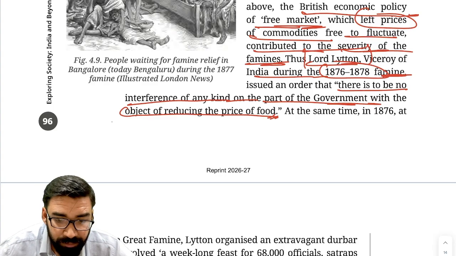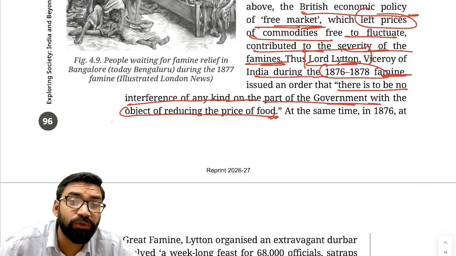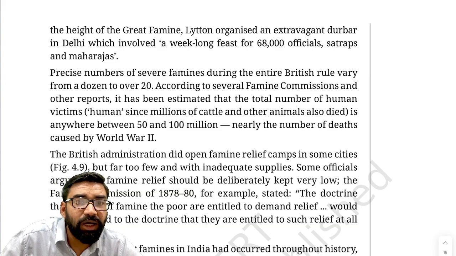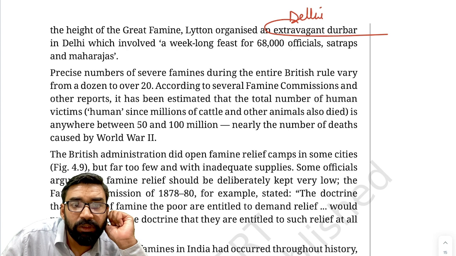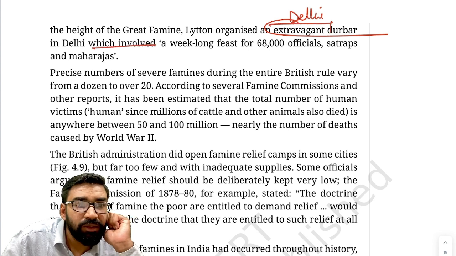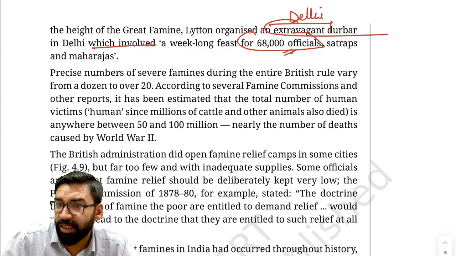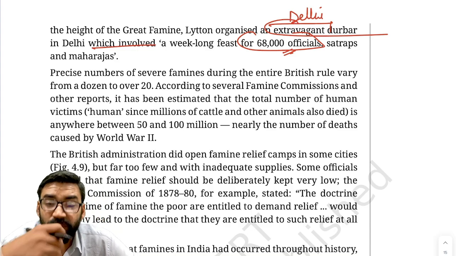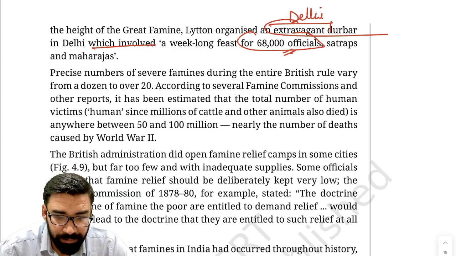Can you understand? Clear? That government will not take any measure, and at the same time Lord Lytton was spending a large amount of money. He organized the Delhi Darbar, extravagant Darbar in Delhi. And in this, they conducted a feast for 68,000 officials, for Maharajas, all these things. At the same time, people were dying due to hunger, due to famine, poverty, all these things. Clear? So these things were there.